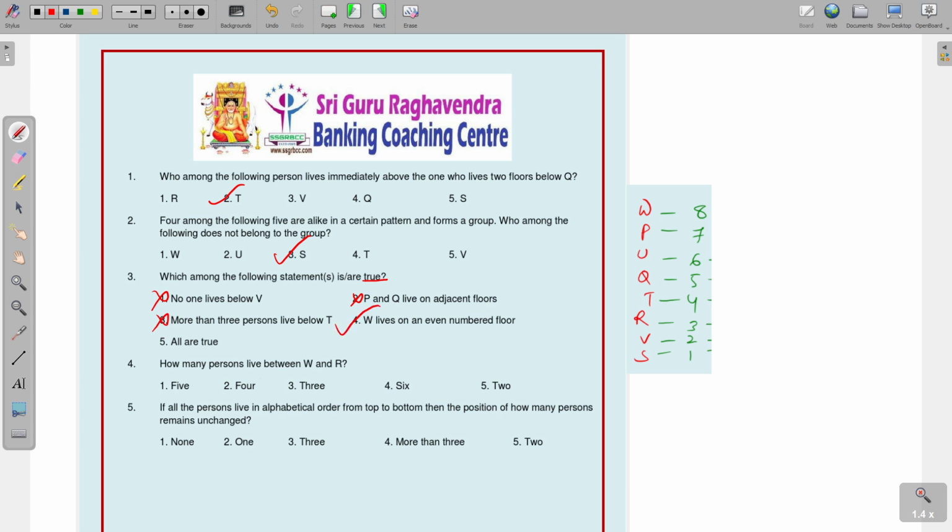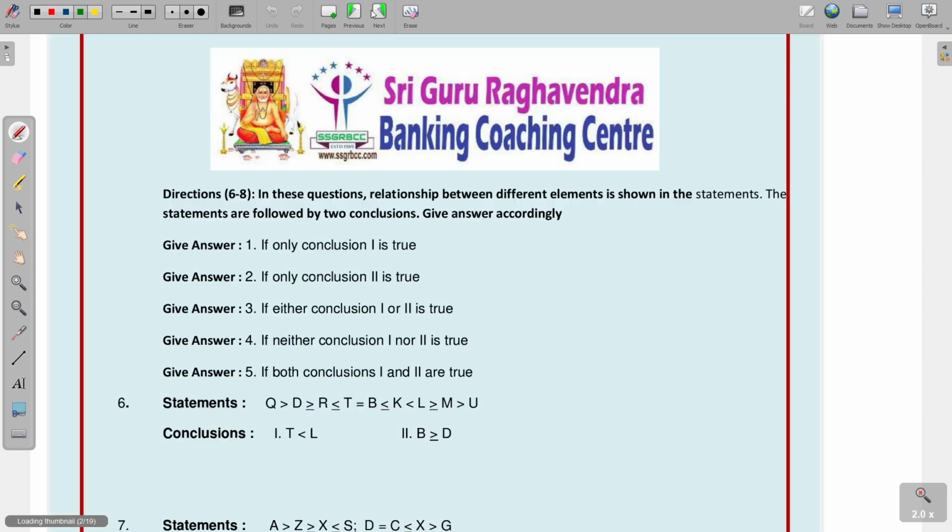How many persons live between W and R? Between W and R there are 4 persons. All the persons are arranged in alphabetical order from top to bottom. How many persons remain unchanged? So from top to bottom, P, Q, R, S, T, U, V and W. So only T and V are not changing. Only 2 persons are there. Let us move on to the next one.